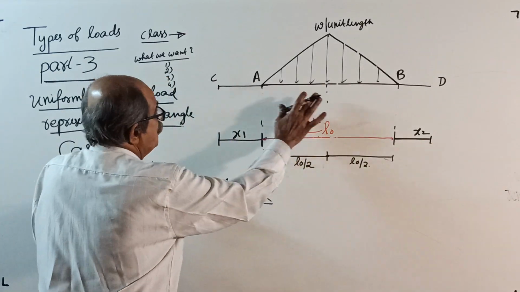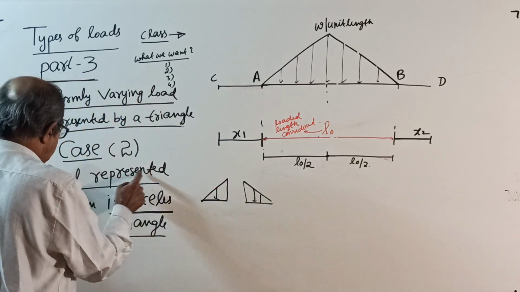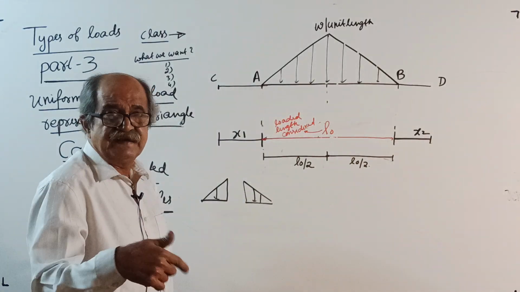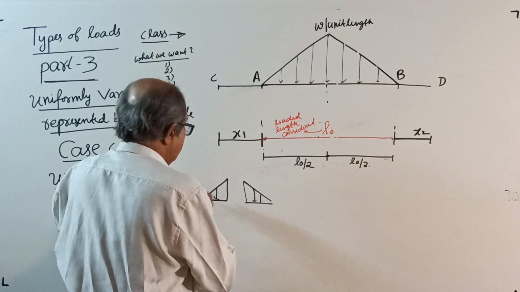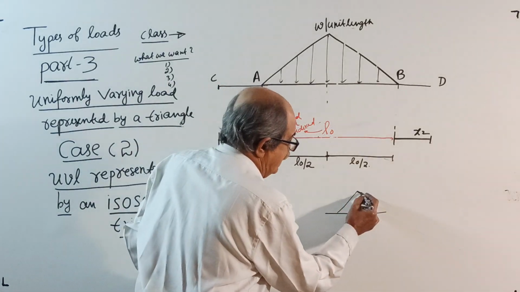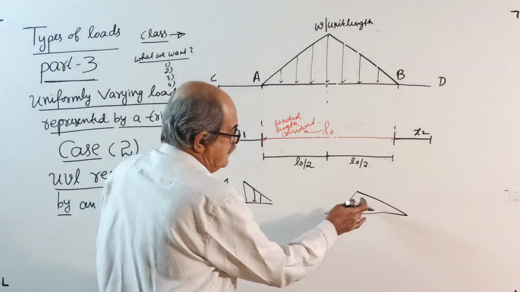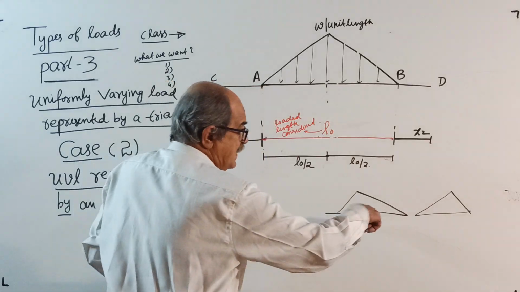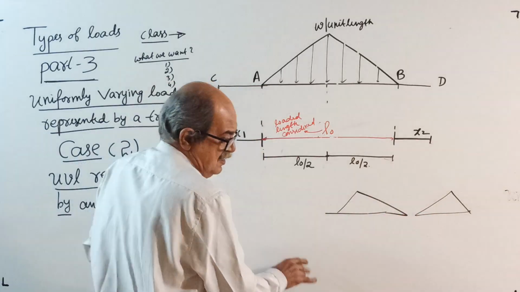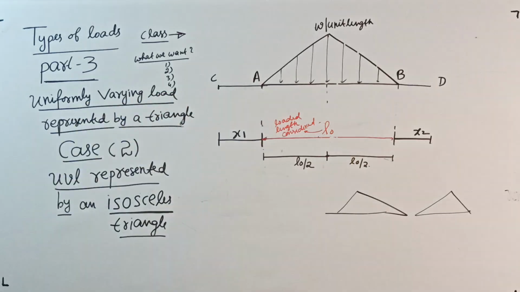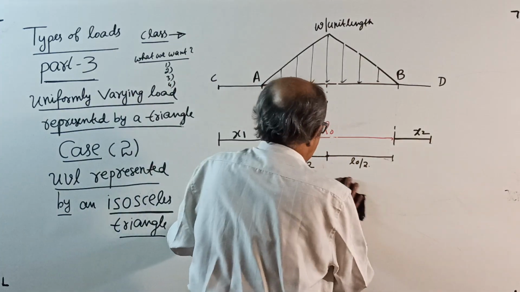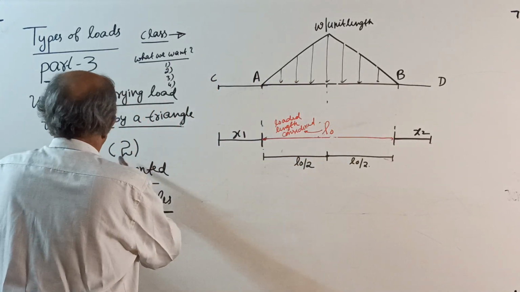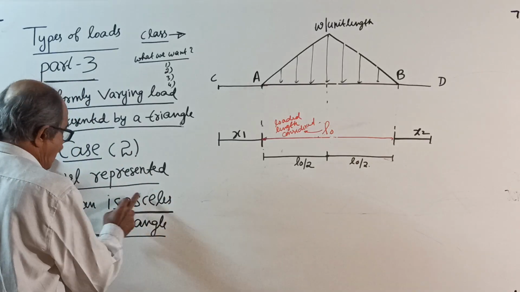Second one, what we are doing today: UVL represented by an isosceles triangle. See here, this one. Last case, next class, will be UVL represented by a triangle in general, randomly, this way. Either that can be more or this can be more. This is your next part. So now you are considering uniformly varying load represented by an isosceles triangle. It is a very simple one. Class will not last more than 10 minutes. Case 2, UVL represented by an isosceles triangle.